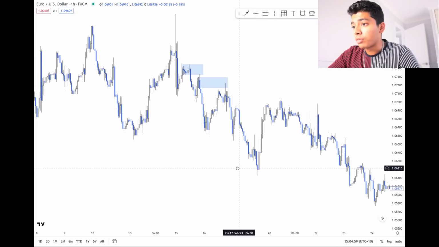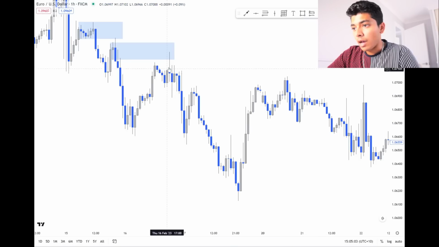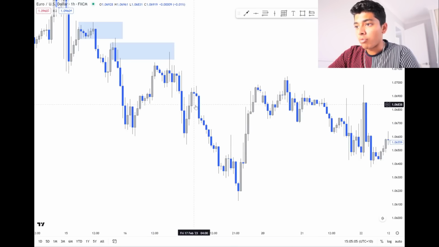Now I'll give you an example of when it didn't happen. We can see that price came down here, then it had another rally, and then we had this base right here with a bunch of imbalance. Let's see what happens here, right?